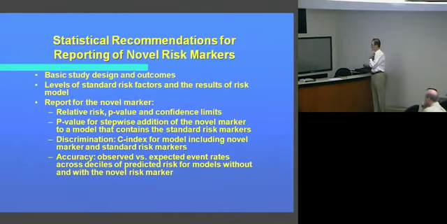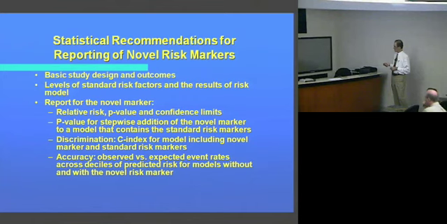So let's start at the beginning. Statistical recommendations, and this is really the easiest in some sense to say, we really need to have some ways of looking at this in a statistical sense. Whenever you report a study, tell us about the basic study and where the patients came from, what their outcomes were. Tell us about easy things first. Tell us about their standard levels of risk markers. And for the new marker, tell us something about relative risk, the p-value, and confidence limits.